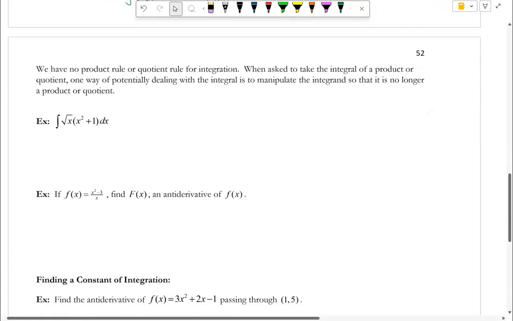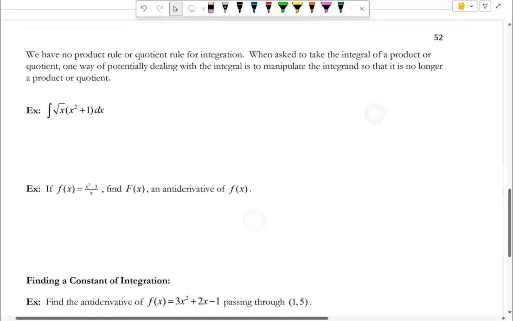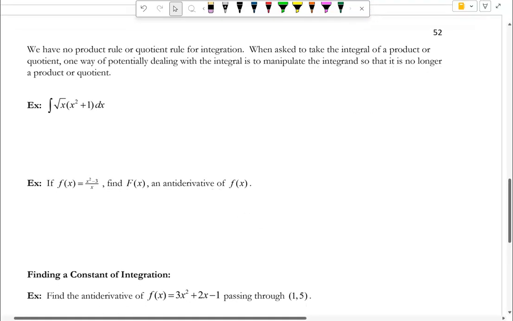All right, so here's some good news. Well, it's sort of good news. There's not a product rule or a quotient rule for integration. Don't worry, there are some other rules we're going to learn after this, but we don't have to know a product or a quotient rule. So when we are asked to take the integral of a product or a quotient, we have to deal with that product or quotient differently.